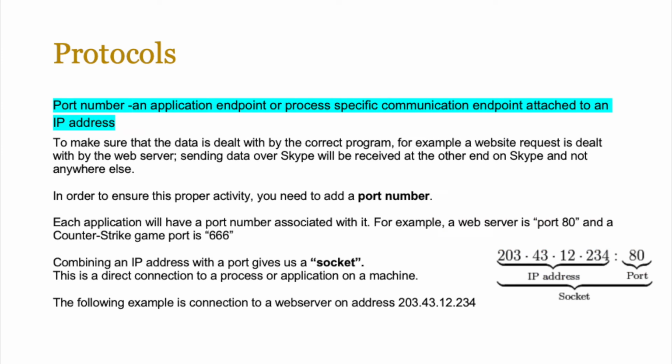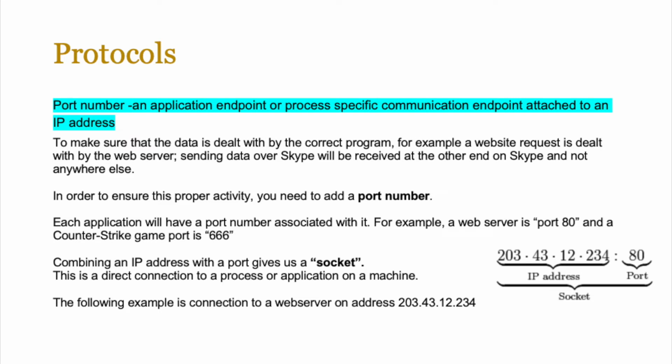So let's delve into protocols a bit deeper. Let's start by looking at the port number. The port number is an application endpoint or process-specific communication endpoint which is attached to an IP address. Now think about it this way. To make sure that the data is dealt with by the correct program, for example, you want a website, then you need to make sure that the request goes to the right web server. If you're sending data over Skype, you need to make sure that it's received by the correct Skype server and not anyone else. In order to ensure this actually happens, you need to add a port number.